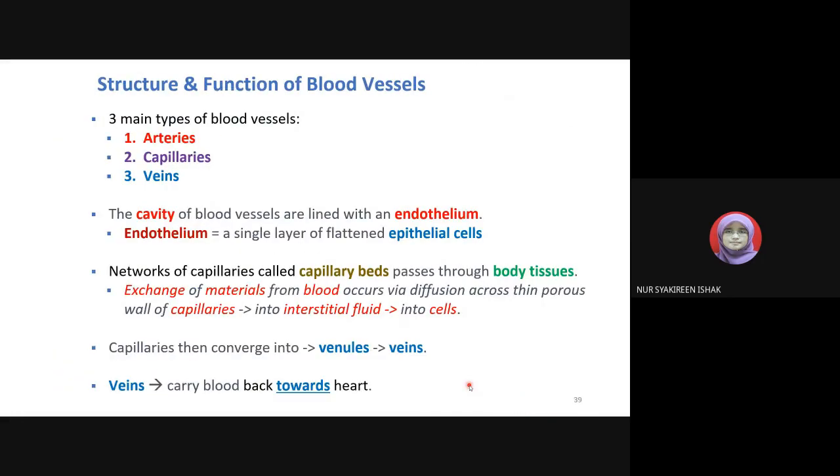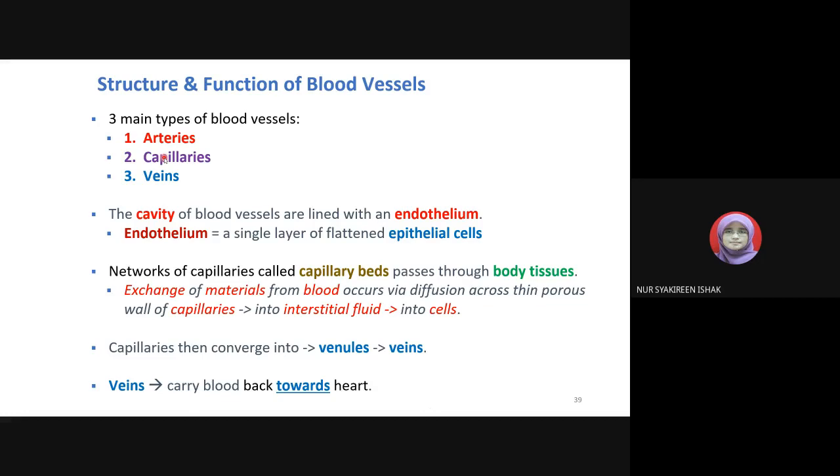Okay, structure and function of blood vessels. So there are three main blood vessels: the artery, capillaries, and also veins. The cavity of blood vessels is lined with endothelium. So all these three blood vessels, bahagian dalam dia ada sejenis lapisan sel yang kita namakan dia sebagai endothelium, which is a single layer of flattened epithelial cells. Untuk ketiga-tiga blood vessels ni mesti ada endothelium.